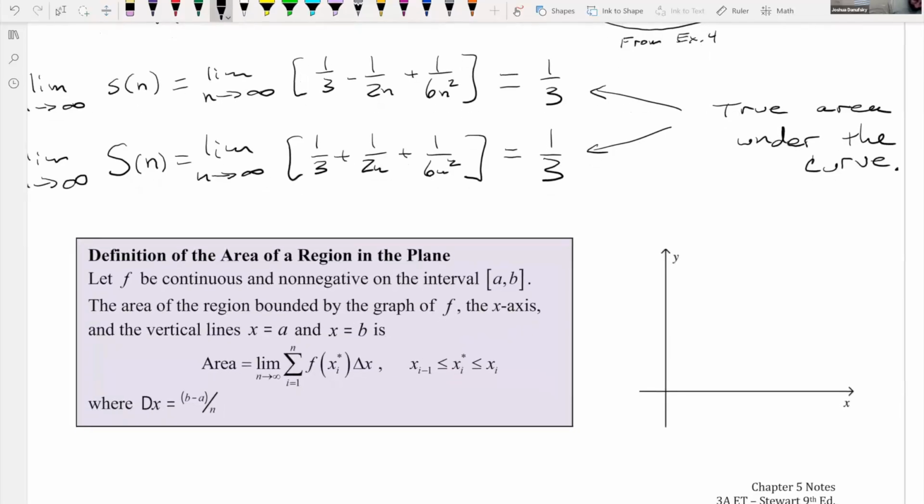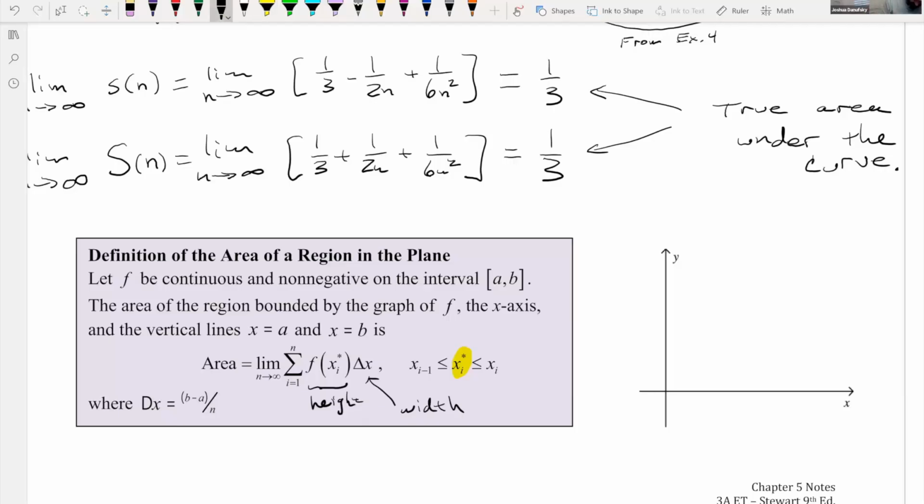So what we've come to is a generalized statement of this, which is basically saying that if you notice right here, you've got height, you've got width. The one weird thing that they've done here that we haven't talked about is this x sub i star. All that's referring to is that in a subinterval, you can use any x value in that subinterval. You can use a right endpoint or a left endpoint or a midpoint or any other point. That's what x sub i star is referring to.